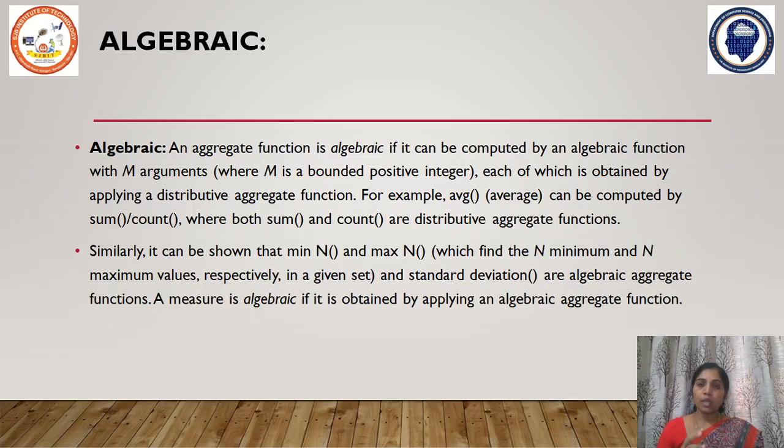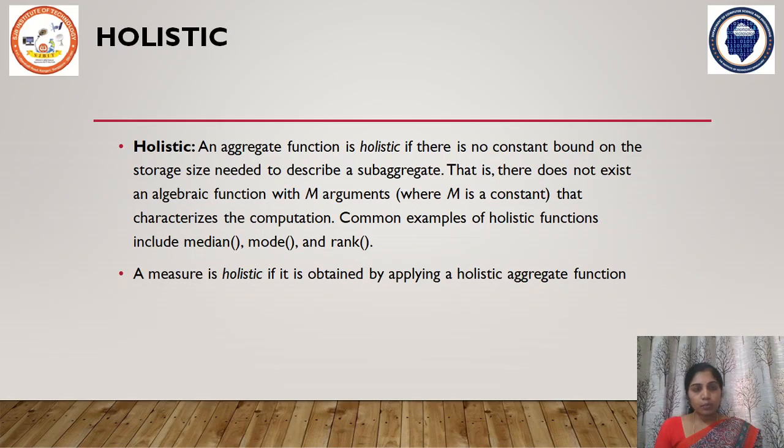Next is the holistic operation. An aggregate function is holistic if there is no constant bound on the storage size needed to describe a sub-aggregate. That is, there does not exist an algebraic function with m arguments, where m is a constant, that characterizes the computation. Common examples of holistic functions include median, mode, and rank. A measure is holistic if it is obtained by applying a holistic aggregate function.